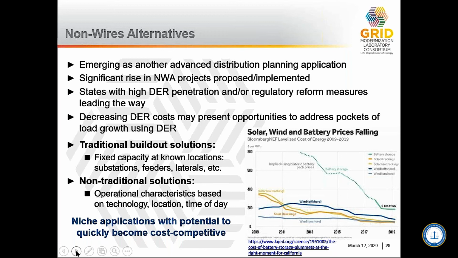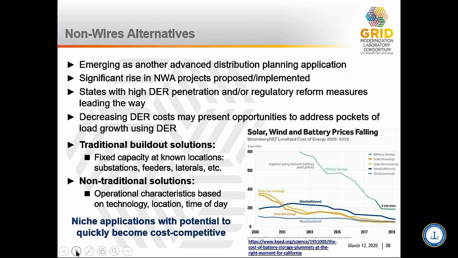Next slide. Non-wires alternatives, NWA, are emerging as another viable alternative for resolving risk issues on the distribution system, particularly as the DER costs decrease. The graphic that's inserted here shows the drop in the cost of battery storage over time. One thing that must be considered is the difference between traditional build-out solutions and non-traditional solutions, such as DER. And this is where the rubber meets the road. How will the utility resolve the characteristics of non-wires alternatives based on technology, location, time of day, and apply these in the traditional solutions?